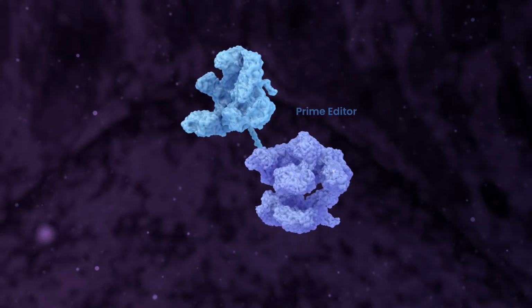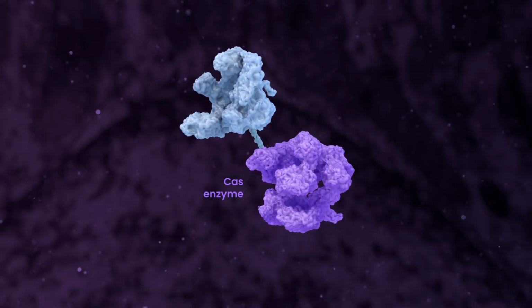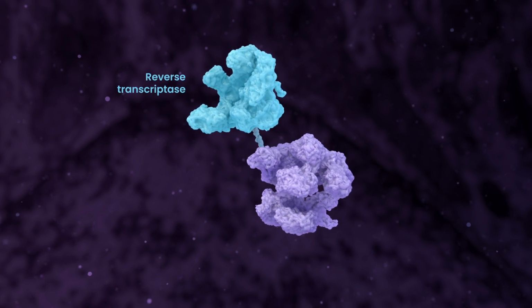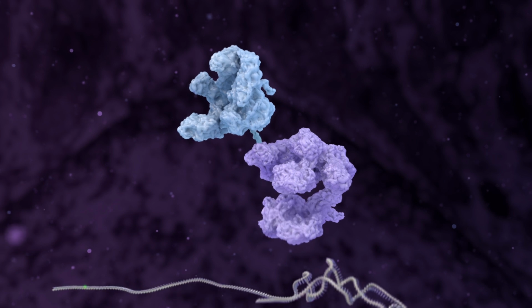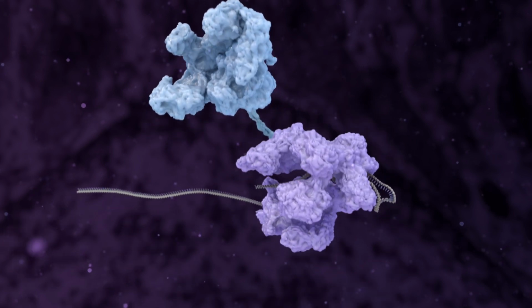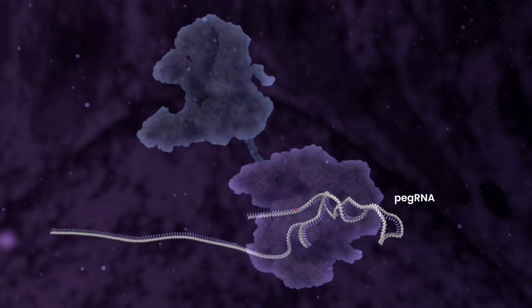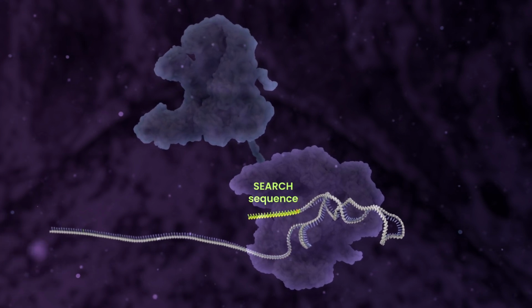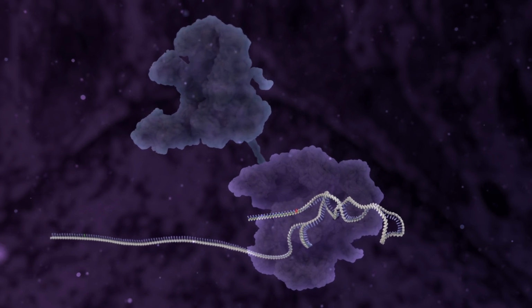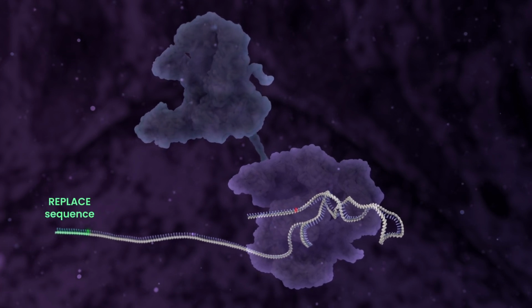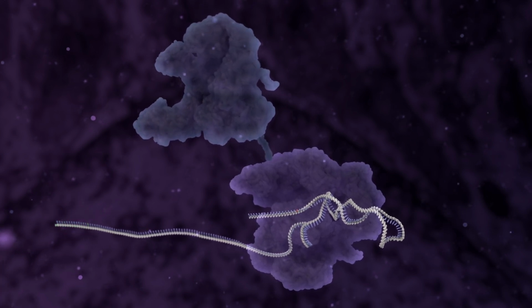Once inside the cell, a prime editor protein, composed of a Cas enzyme domain and a reverse transcriptase, RT, domain, binds to a prime editing guide RNA, or pegRNA. The pegRNA has two important sequence components: a search sequence that allows the Cas enzyme to find the mutated gene sequence, and a replace sequence that provides the instructions for correcting the mutated DNA.